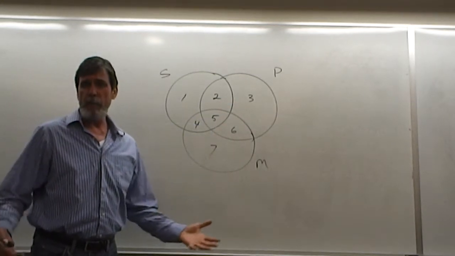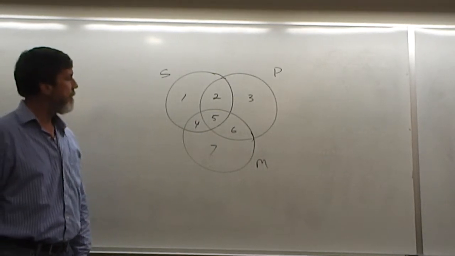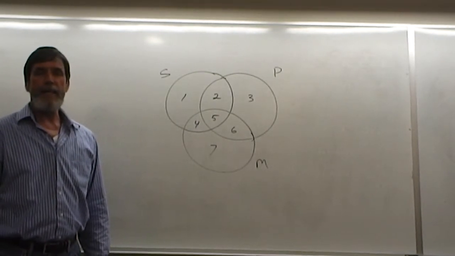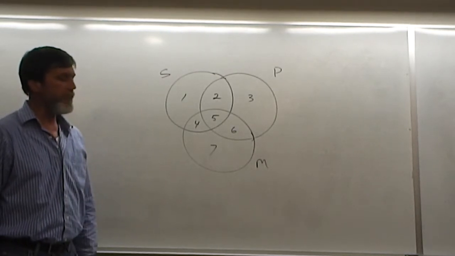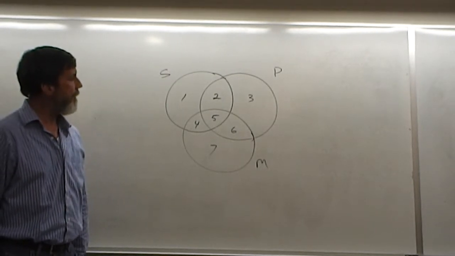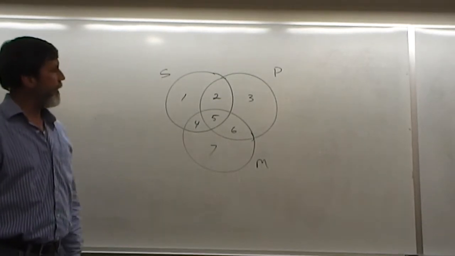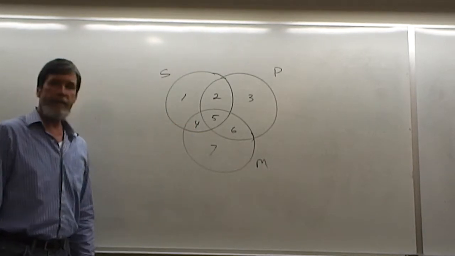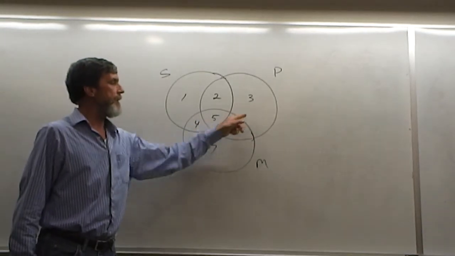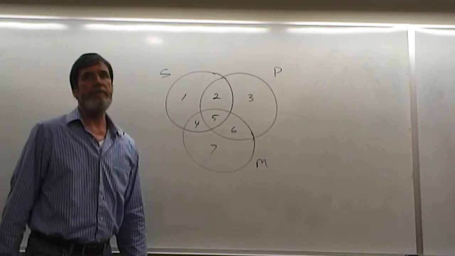Members of the major term class, or P, that are at the same time members of M, 5 and 6. Where might there be M's that are not at the same time P's? 4 and 7. M's that are at the same time P's? 5 and 6. And then the relationship between S and P. S's that are not P's, 1, 4. S's that are P's, 2, 5. P's that are not S's, 3, 6. P's that are S's, 2, 5.